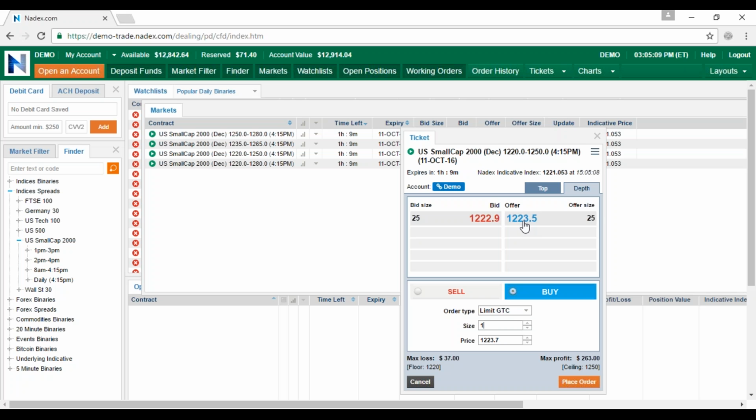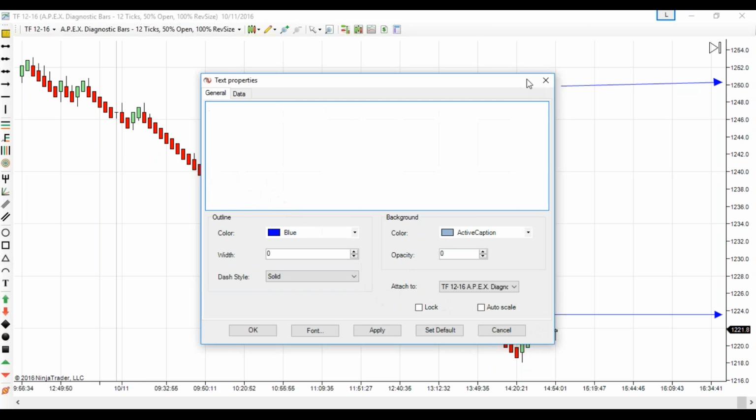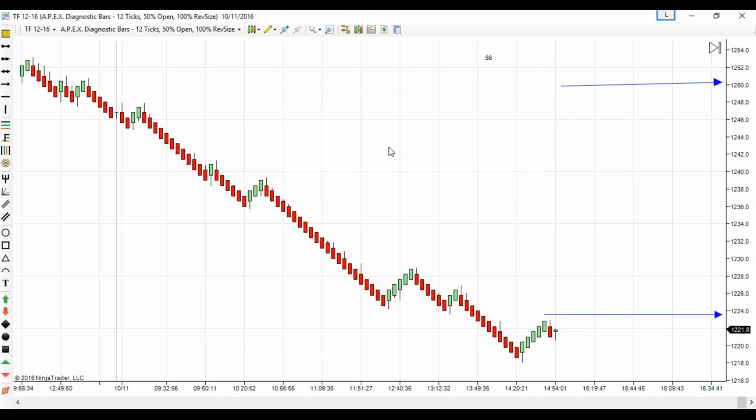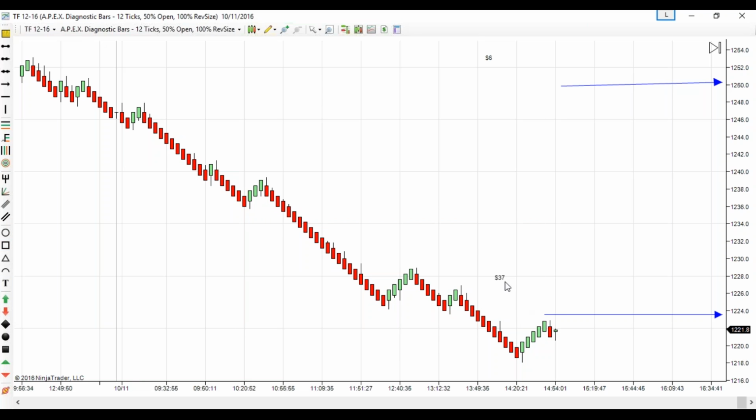But what price are you buying into this spread for here? 1223.5. Where is 1223.5? About right there. Okay, everybody see that difference there? Okay, so up here, $6 that we had to put up to get in that trade, right? Down here, I believe it was $37 to get into this trade, okay?